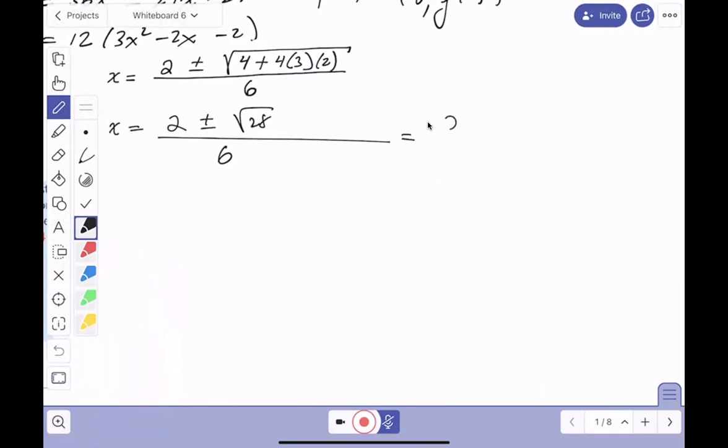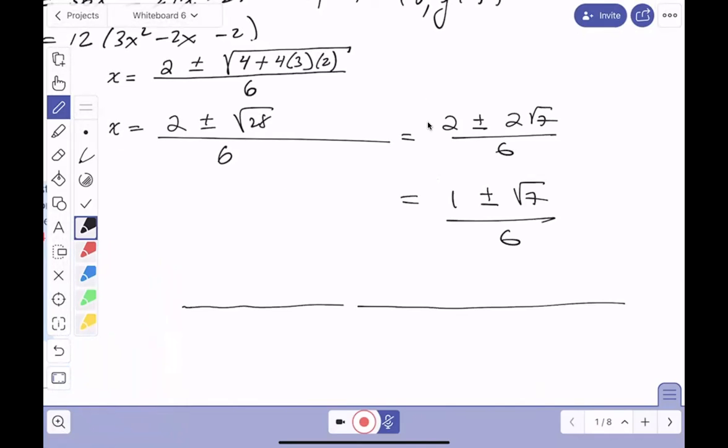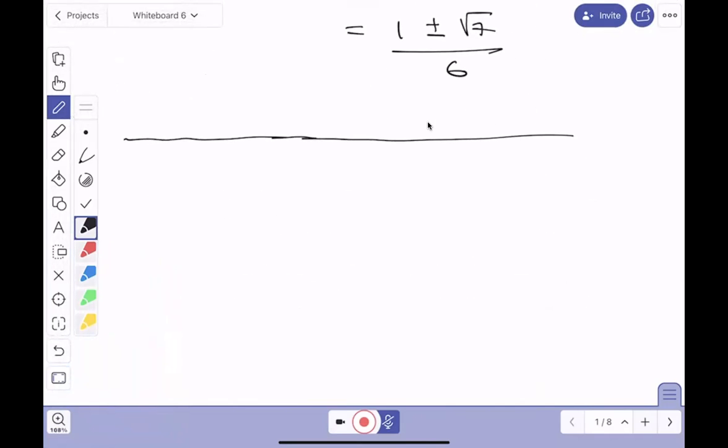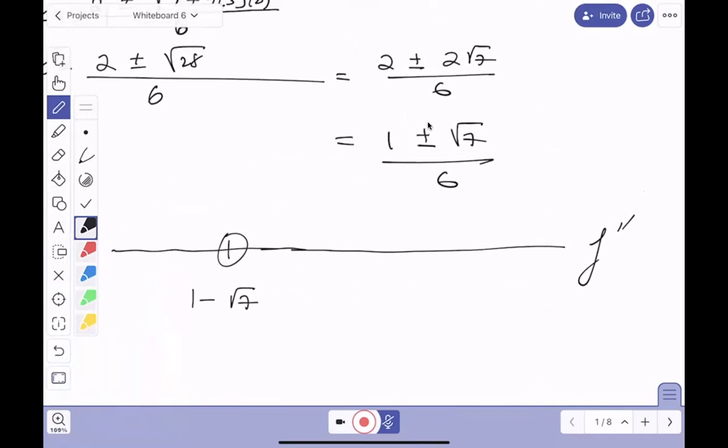And I'm going to do this over here, 2 plus or minus. Well, that would be 4 times 7, which is 2 root 7 over 6. And this would be 1 plus or minus root 7 over 6. Again, mistakes happen. And that's one thing nice about having a key. When mistakes happen, I'll know I made a mistake. I got 2 points over here, second derivative, by the way. And that's going to be 1 minus root 7. Did I say 6? I meant 3. Get my eraser out.